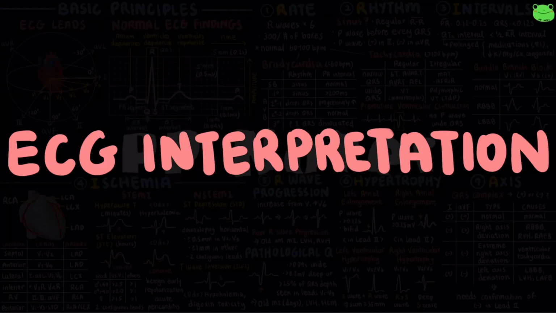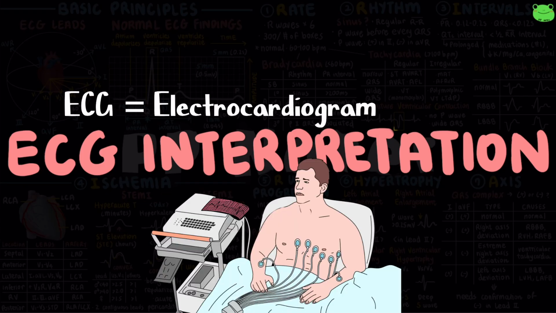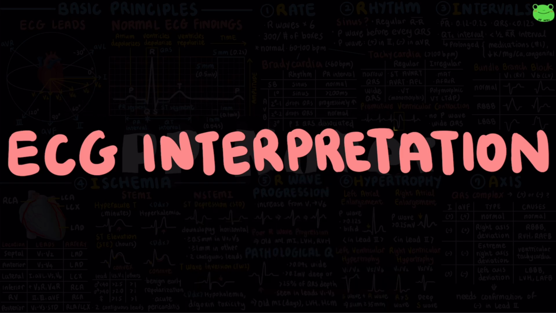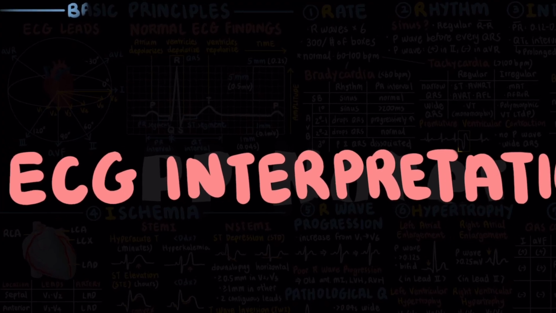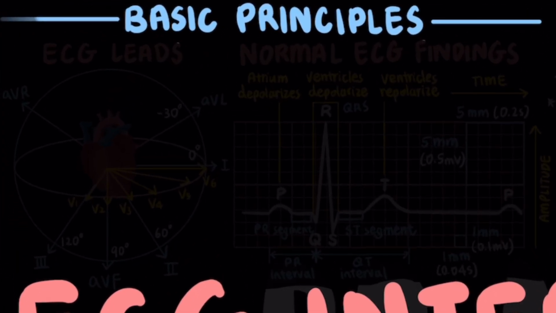Today we're diving into the basics of ECG interpretation. ECG stands for electrocardiogram. It's a non-invasive test that records the electrical activity of the heart using electrodes placed on the skin. Before we dive into ECG interpretation, let's take a moment to understand electrode placement and how that relates to the concept of leads.